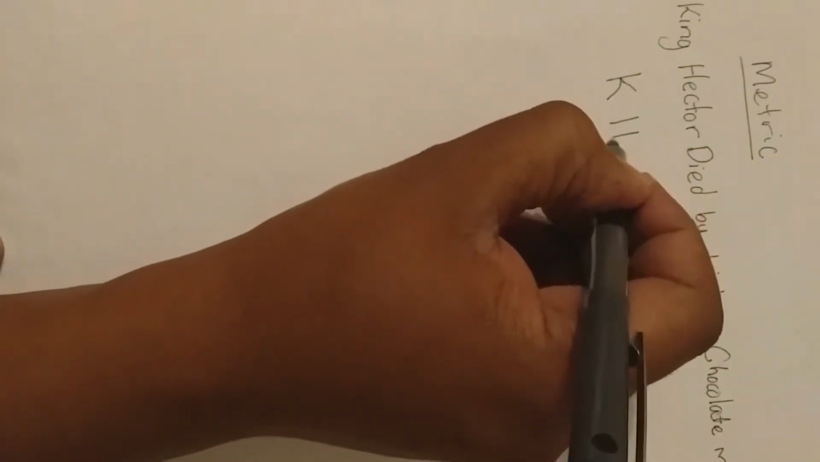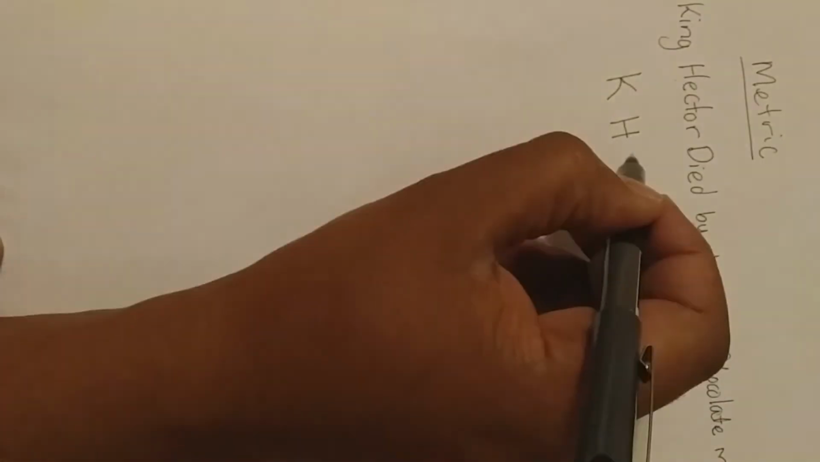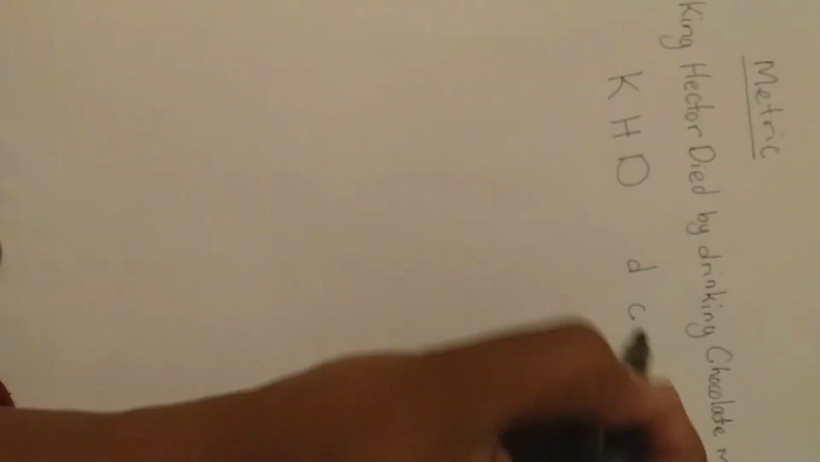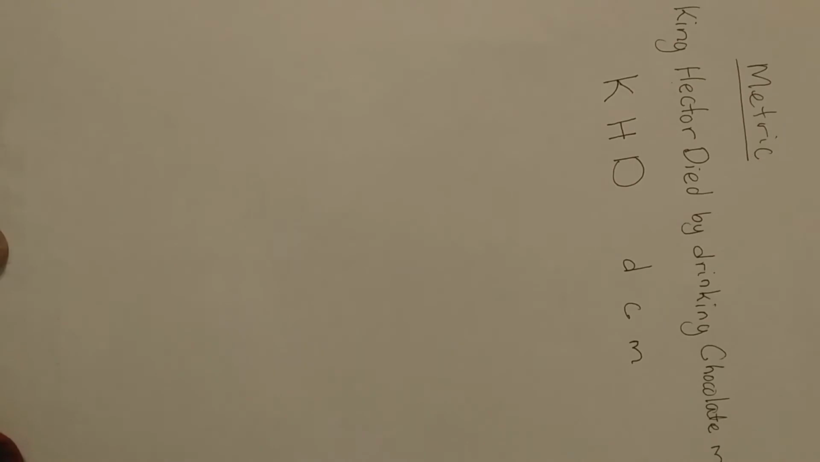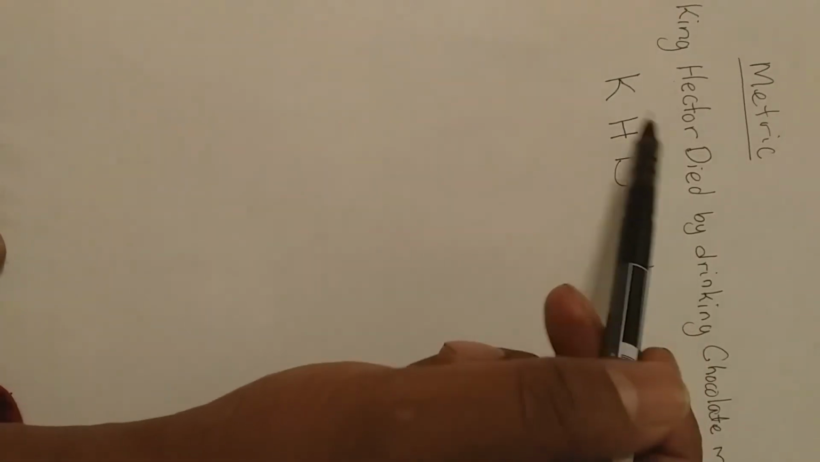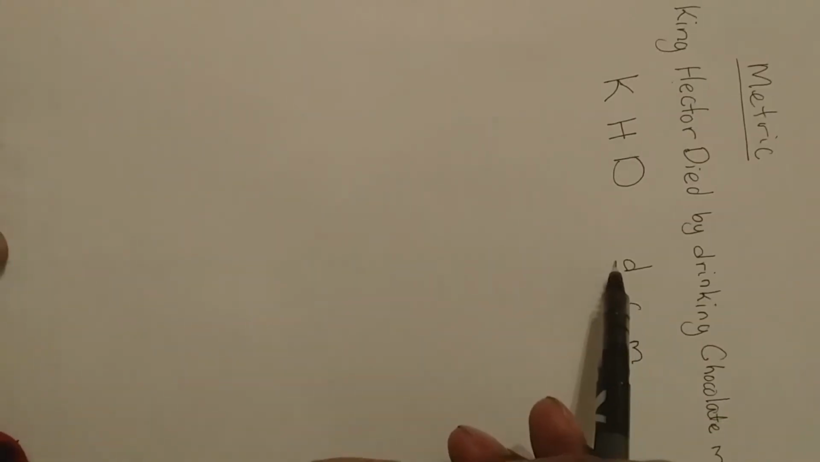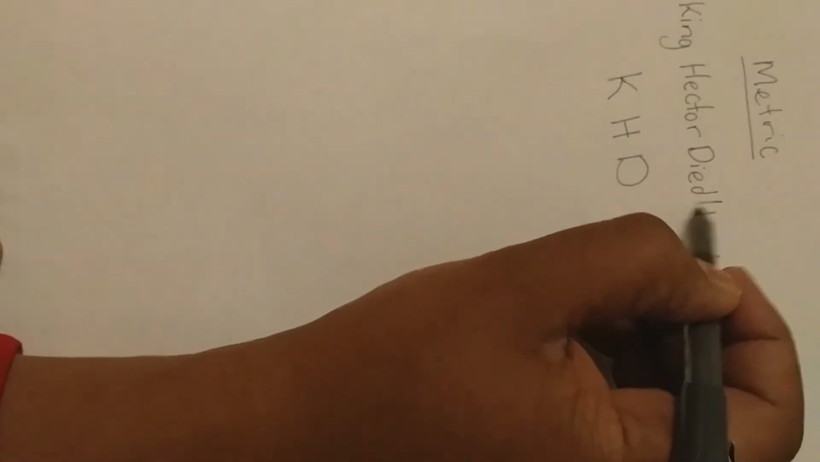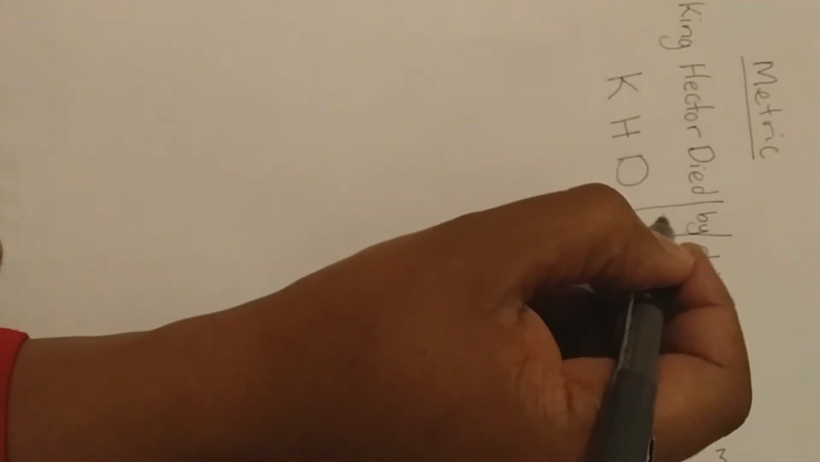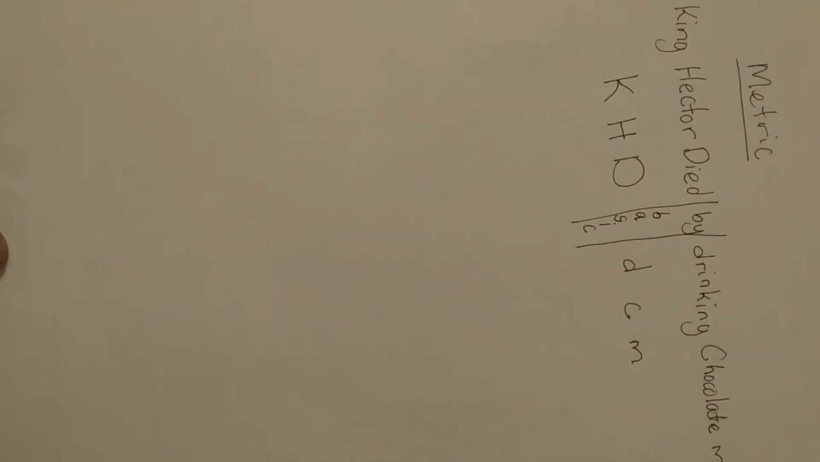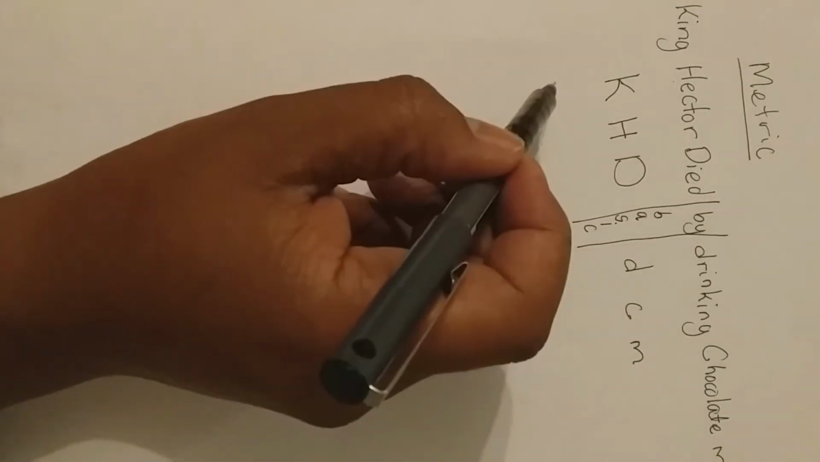I'm going to put the K and the H. I'm just taking the first letters of the words: K H D, by, drinking chocolate milk. I did this deliberately: I wrote the first three letters as capital letters and the last three as small letters. In between, the b stands for basic. So these are the basic units. We'll discuss that just now. Let's have a look at this King Hector guy who died by drinking chocolate milk.